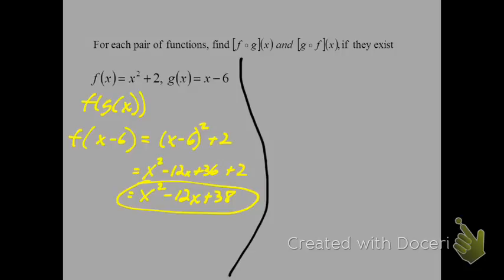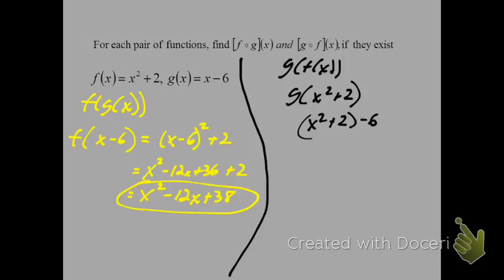The other one, we're going to do g of f of x, which is a lot easier. So f of x is x squared plus 2. You plug that into the x in g, so it'd be x squared plus 2 minus 6. Combine some like terms, you get x squared minus 4. Since you're simplifying these, you don't need to factor that or anything.